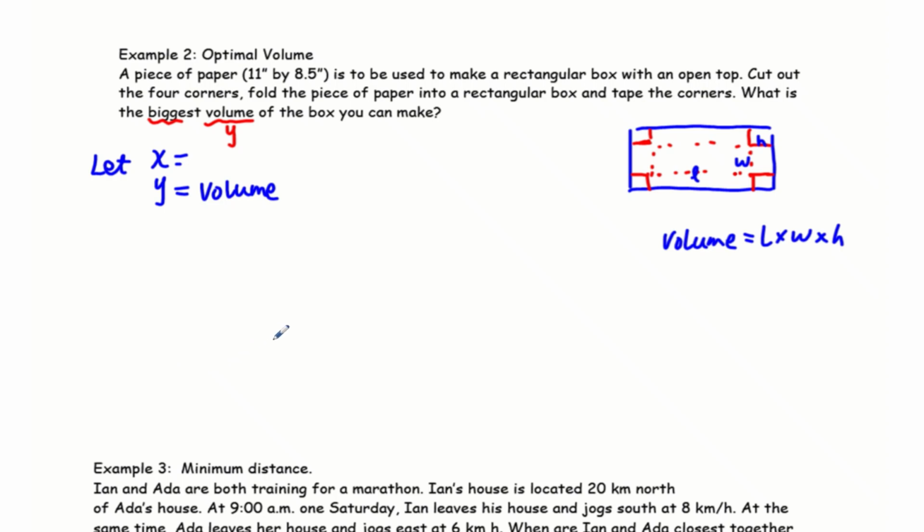And we know this side is 11. This side is 8.5. Then what dimension can give us the biggest volume? So we want to introduce one variable. The variable changing is the corner, how big the corner you cut. So we could write x equals the height.